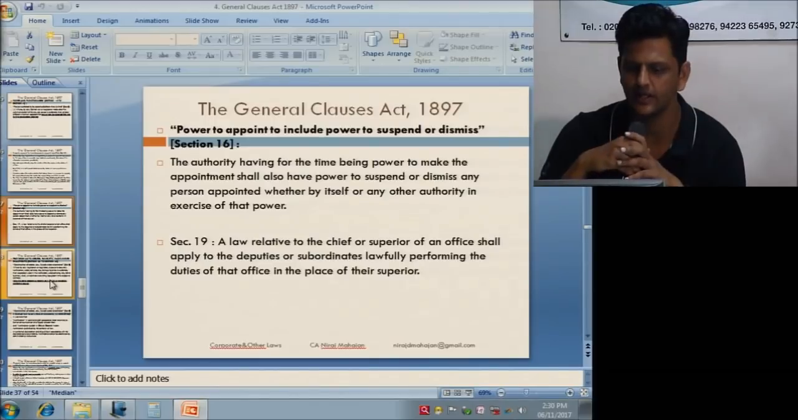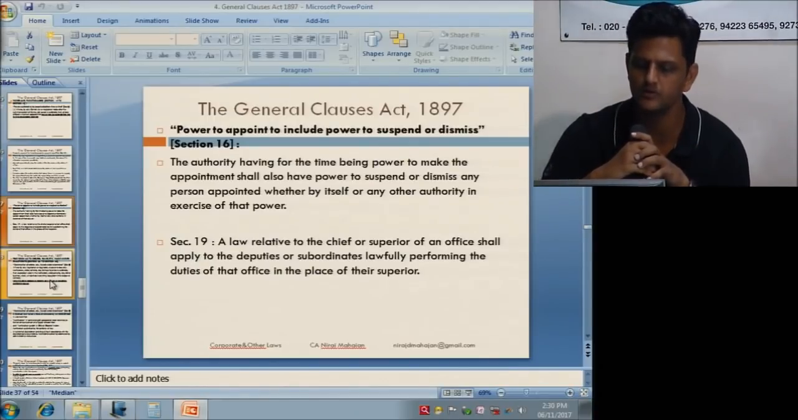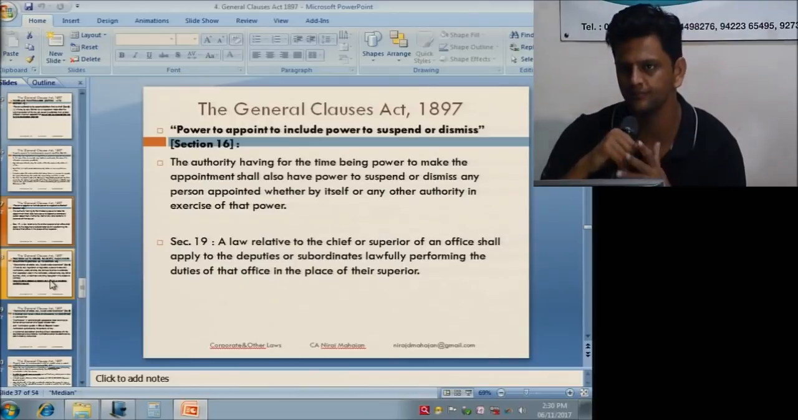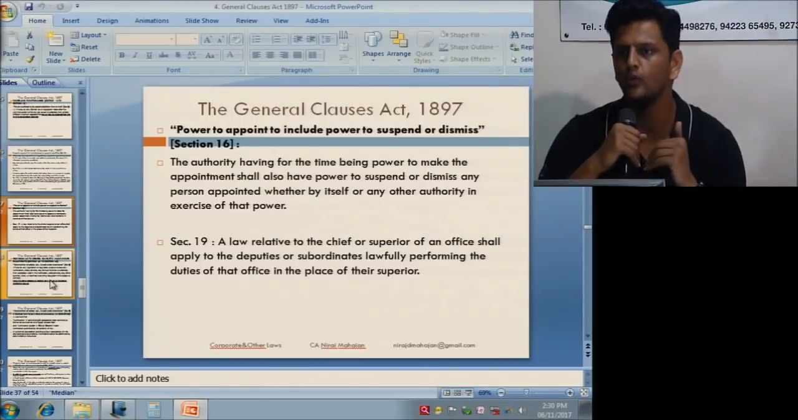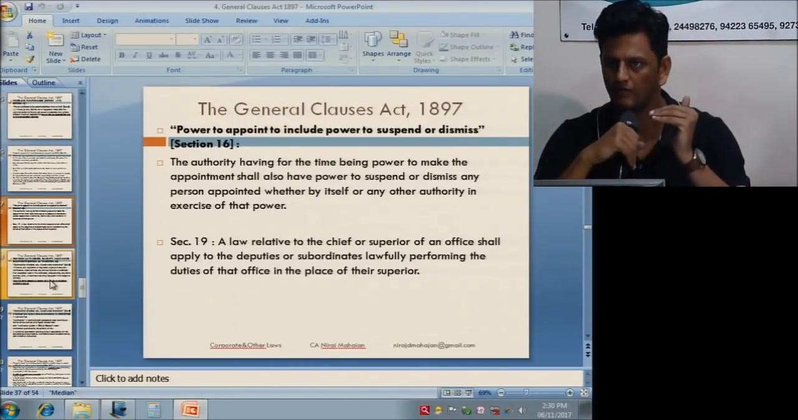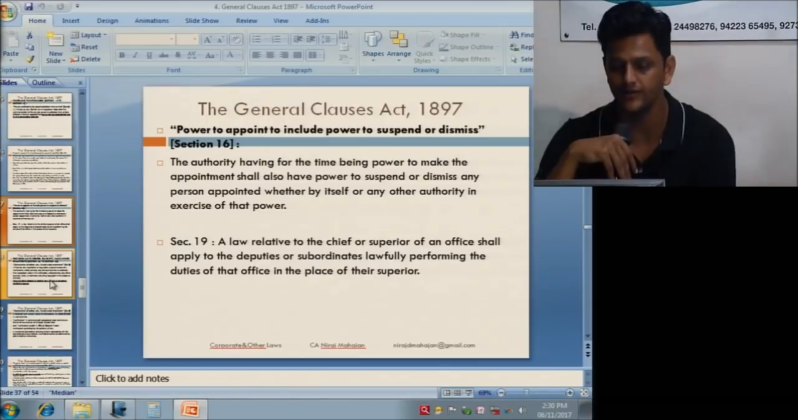That was section 16. Section 19. A law relative to the chief or superior of an office shall apply to the deputies or subordinates lawfully performing the duties of that office in place of that superior. Replacing any authority or power given to seniors can be used by juniors as well, only when they are acting on their behalf, under their capacity or directions.